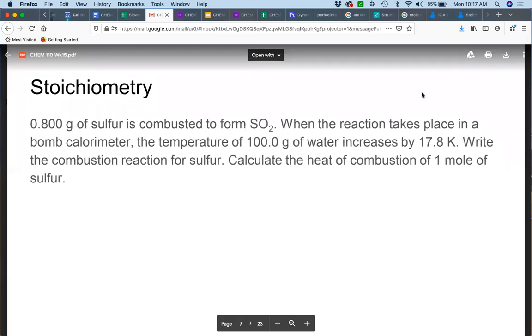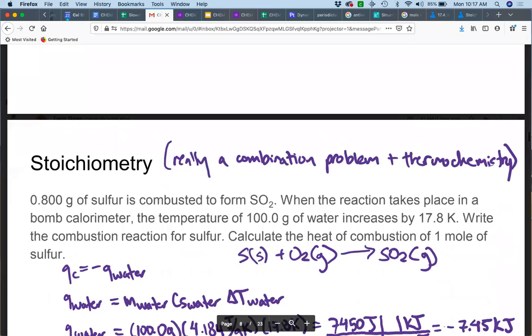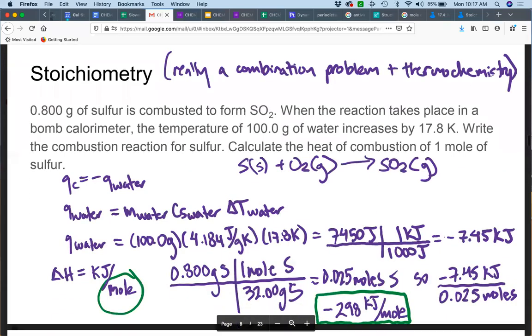Okay, so let's take a look at what this balanced equation would be. This is really a problem that asks you to do several things. It's a combination problem of balanced equations, stoichiometry, and thermochemistry. So my balanced equation is sulfur, the solid nonmetal, plus O2, the gas, goes to SO2, the gas.